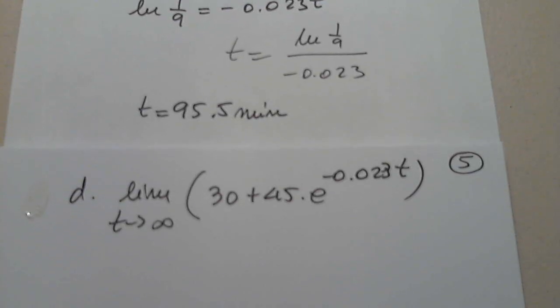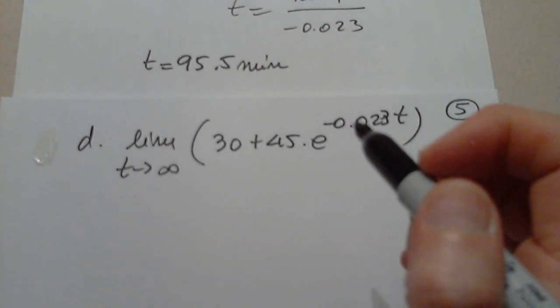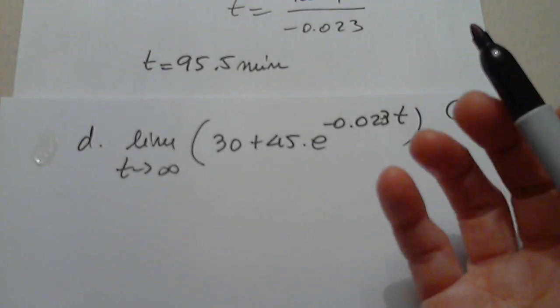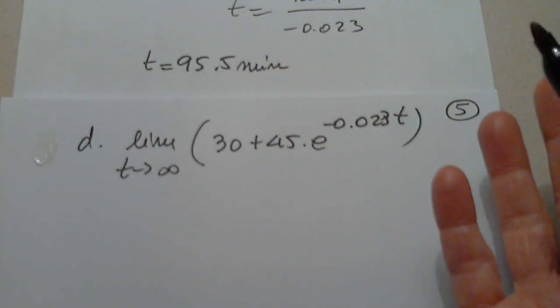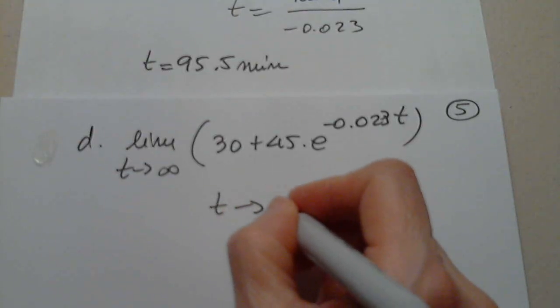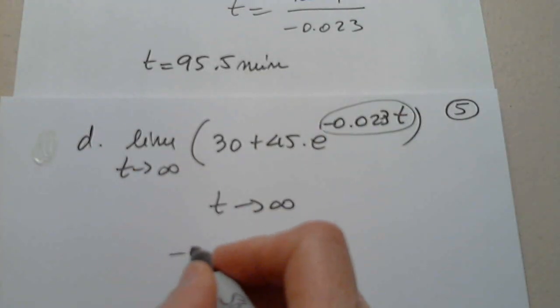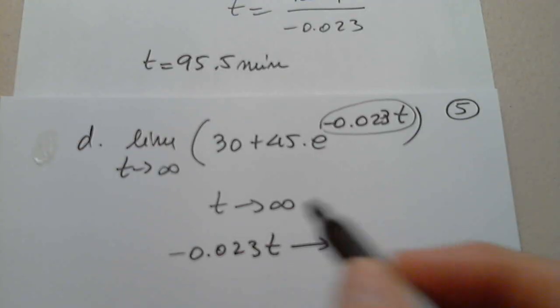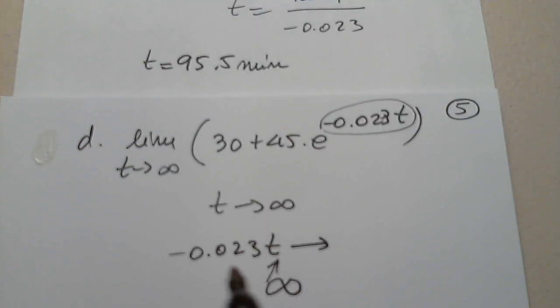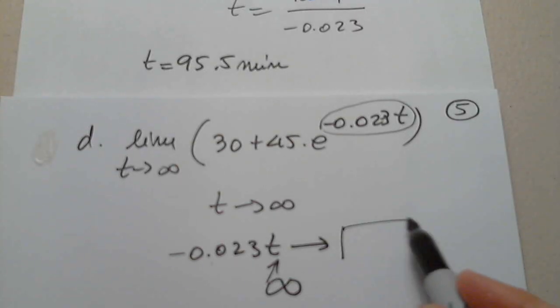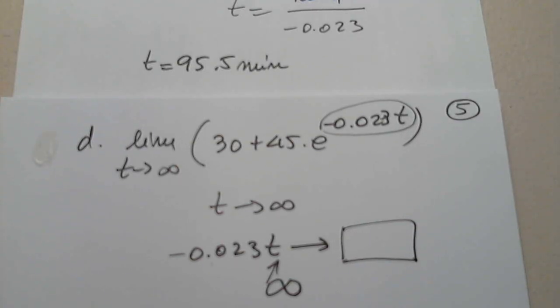One way is to think about it. So let's think about it. And the other way is with a calculator. So let's first think about it. When t approaches infinity, what do you think this will approach? So I'm multiplying the left-hand side, so negative 0.023t. If t approaches infinity, this times this will approach what? Negative times infinity will approach negative infinity.